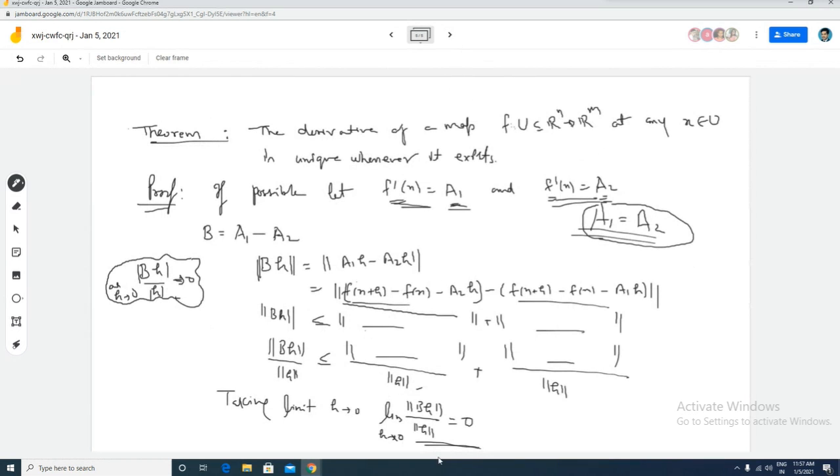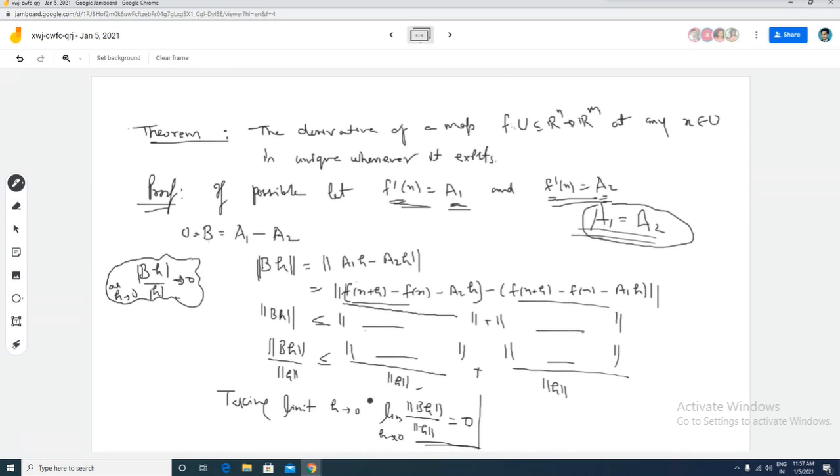Now we have just proved that this limit bh upon h is equal to 0 when h tending to 0. ओके। अब इसकी मदद से हमको क्या दिखाना है कि b इज गोइंग टू बी 0। अगर हम ये दिखा दें कि b खुद 0 होने वाला है, तो आप कह सकते हैं कि a1 इज इक्वल टू a2, और कोई ऑप्शन नहीं है, a1 हैज टू बी इक्वल टू a2। तो फॉर दैट यू हैव टू शो दैट दिस b इज इक्वल टू 0। तो कैसे दिखाया जाए कि b 0 होगा?